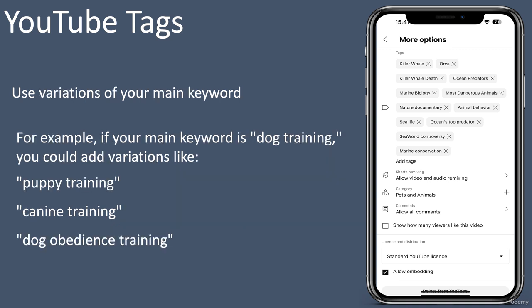Next, guys, is include variations of your main keyword. Now, this is interesting. So what you can do is you can add variations of your main keyword, which also helps increase the visibility of your video. What I mean by this is, for example, if your main keyword is dog training, you could add variations like puppy training, canine training, or dog obedience training.